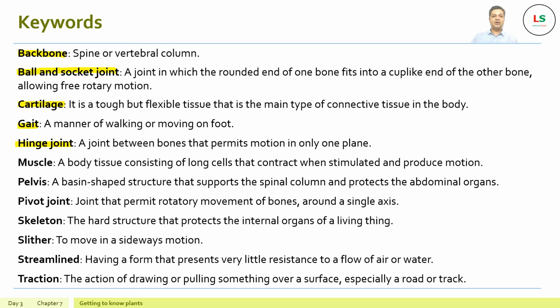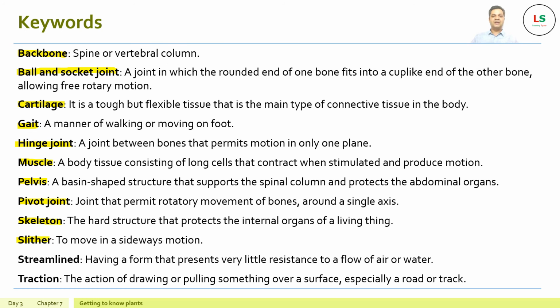Hinge joint, a joint between the bones that permits motion in only one plane. Muscle, a body tissue consisting of long cells that contract when stimulated and produce motion. Pelvis, a basin-shaped structure that supports the spinal column and protects the abdominal organs. Pivot joint, a joint that permits rotary movement of bones around a single axis. Skeleton, the hard structure that protects the internal organs of a living thing.